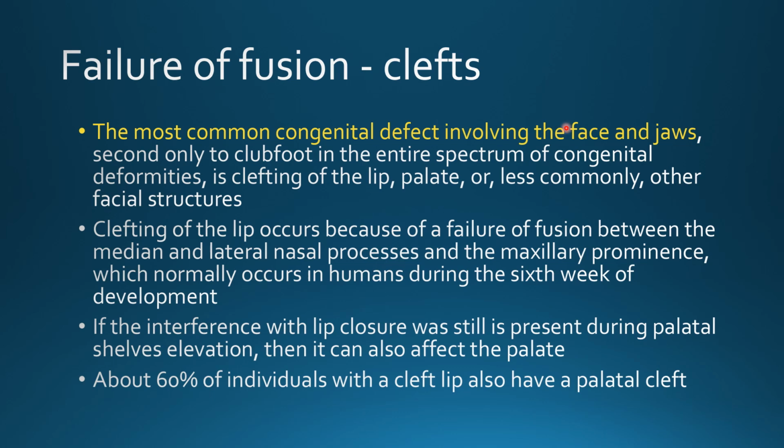Clefting of the lip occurs, as we said, because there's a failure of fusion between the medial and lateral nasal processes and the maxillary prominence. This usually happens during the 6th week. The palatal shelves elevation and fusion occurs 2 weeks later.